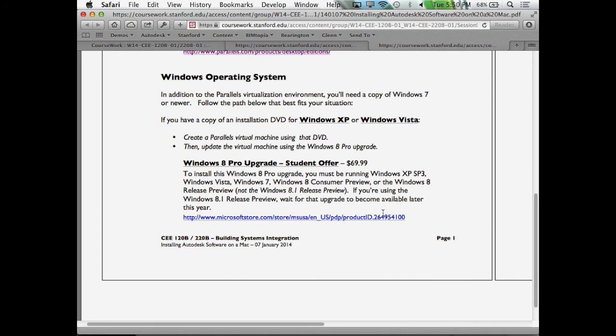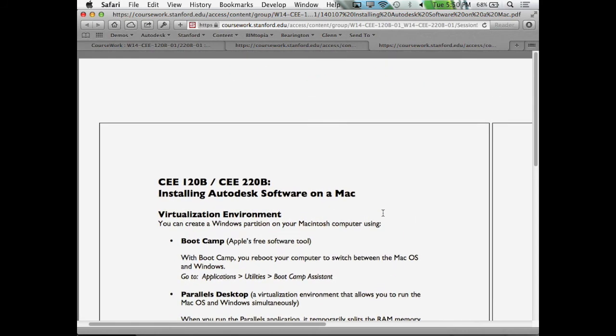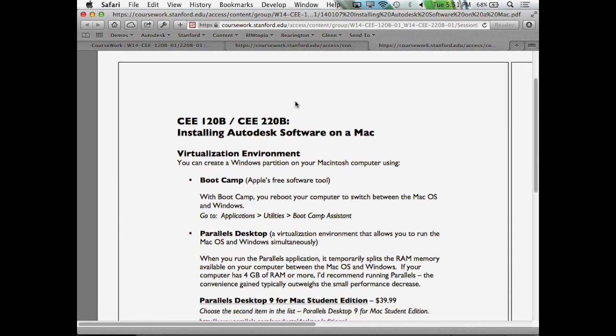It sounds like most of you are already taken care of, so I won't belabor the point. But if you need help getting your software set up on a Mac, talk to us, because we can help you figure that out. It's not that bad, but there are a couple of little steps involved in doing it. Okay.